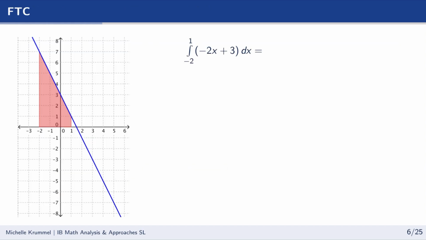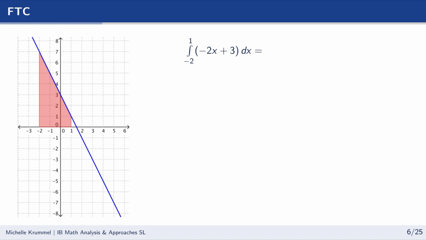We want to evaluate the definite integral of negative 2x plus 3 dx from negative 2 to 1. And we're going to do this in a number of ways, and we should get the same result each time. The first way we're going to approach this problem is using the limit definition of the definite integral, which is what we studied in the previous lesson.